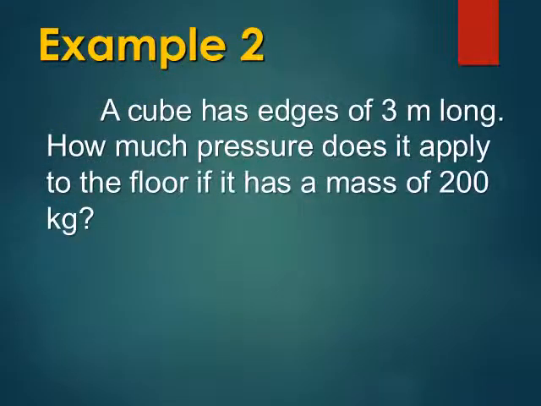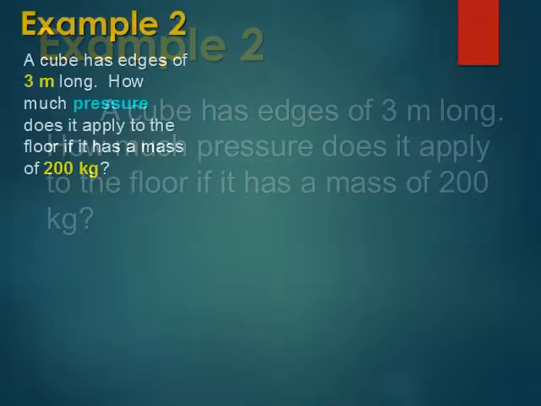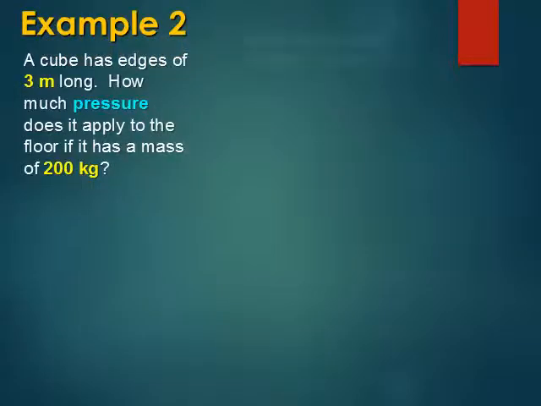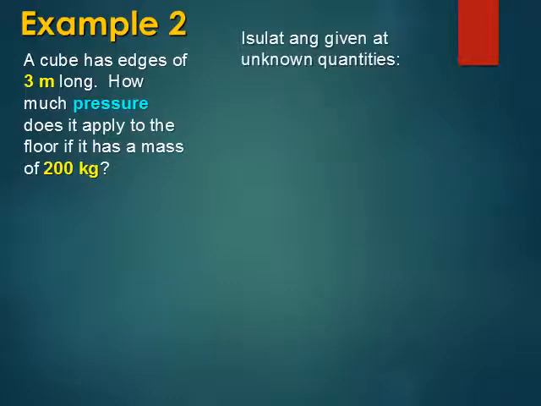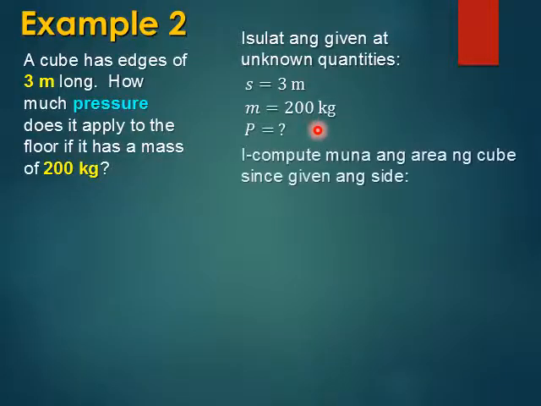Okay, another example. So a cube has edges of 3 meters long. How much pressure does it apply to the floor if it has a mass of 200 kilograms? So, gagawin lang natin again, sulat natin ang given and unknown quantities. So, you have the side of each cube is 3 meters. And then you have the mass of the cube, which is 200 kilograms. So, we're looking for the value of the pressure.